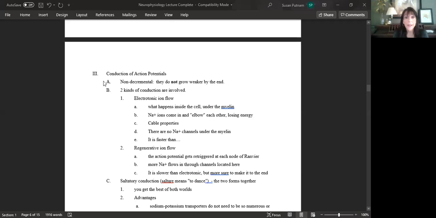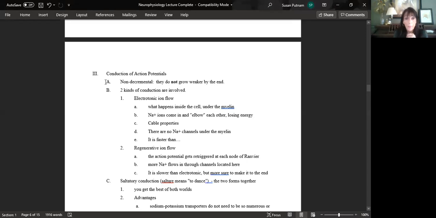Okay, now we're going to pick up at conduction of action potentials in your neurophysiology notes. We're going to start looking at what happens once an action potential is triggered at the axon hillock. And so let's go back to our lecture notes and look at some of the characteristics that we have.